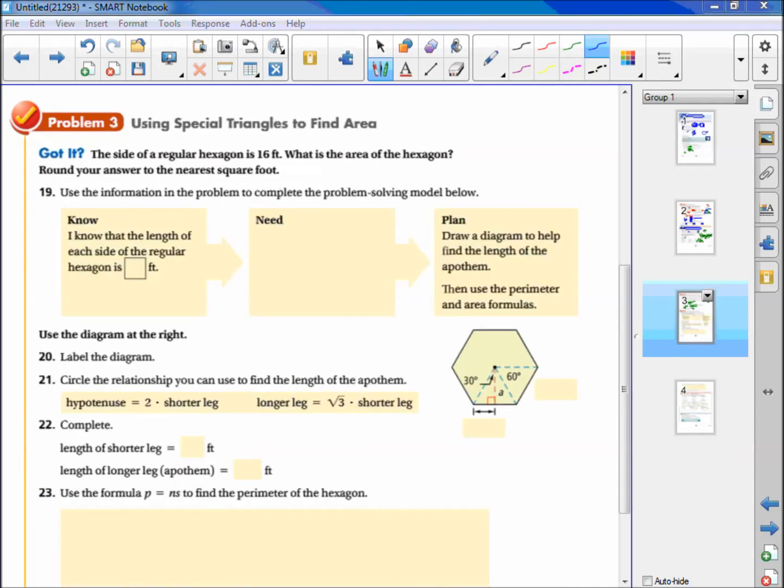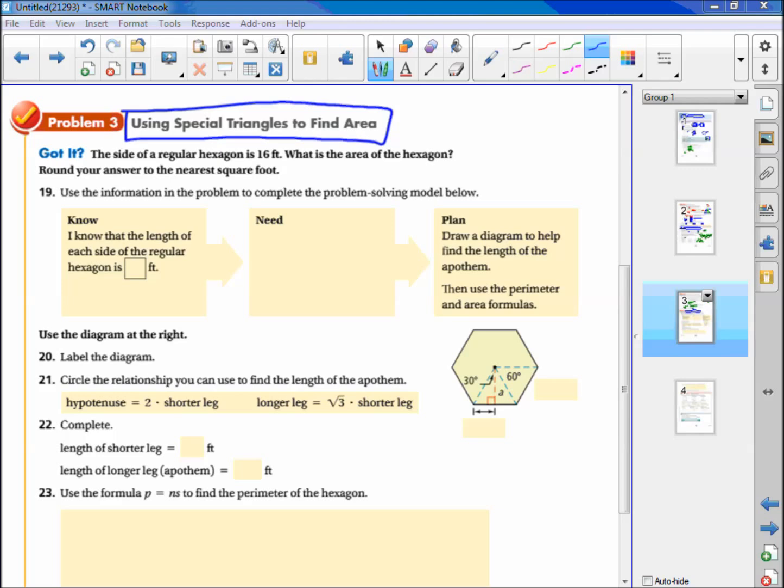Problem number 3, using special triangles to find the area. We've got to think back to our special triangle stuff. It's going to be important for us. The side of a regular hexagon is 16 feet. What is the area of the hexagon? We're going to round our answer to the nearest square foot.